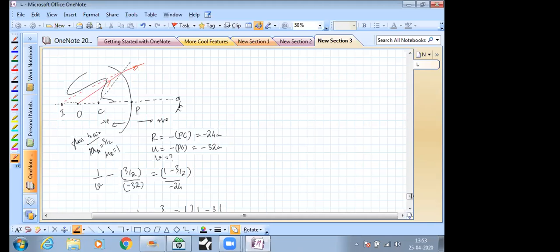And how we derive the focal length of a thin lens is by applying the concept of refraction at spherical surface, but in series, one after the other. And from that we get what is called the lens maker's formula. So that's why we'll continue next time.